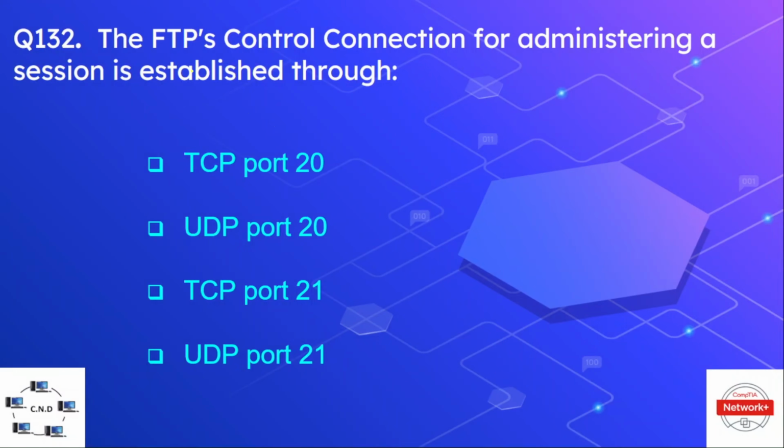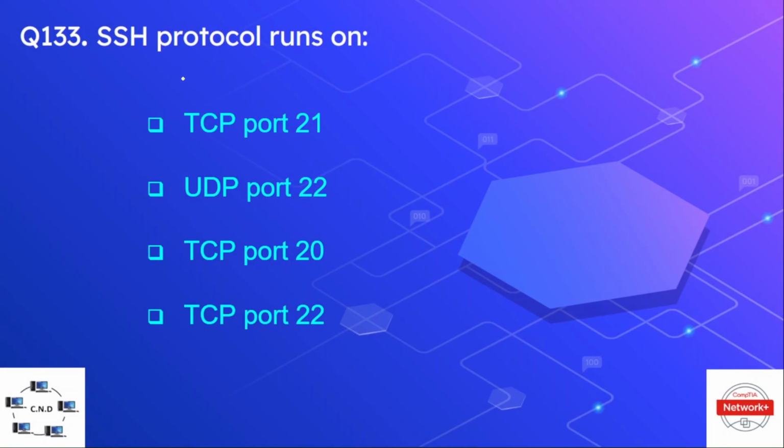Question number 132 is that the FTP's control connection for administering a session is established through. Again, the options are TCP port 20, UDP port 20, TCP port 21 or UDP port 21. And the correct answer is TCP port 21. Question number 133 is that the SSH protocol runs on, and the options are TCP port 21, UDP port 22, TCP port 20 or TCP port 22. And the correct answer is TCP port 22.